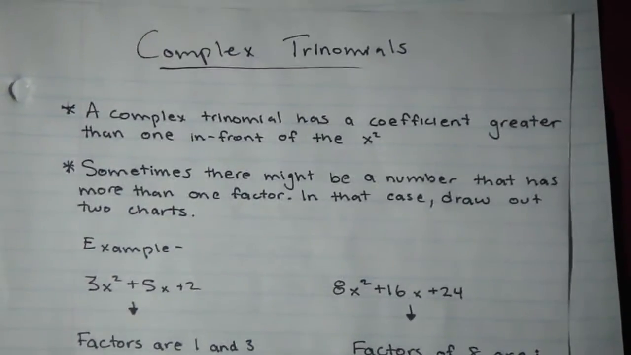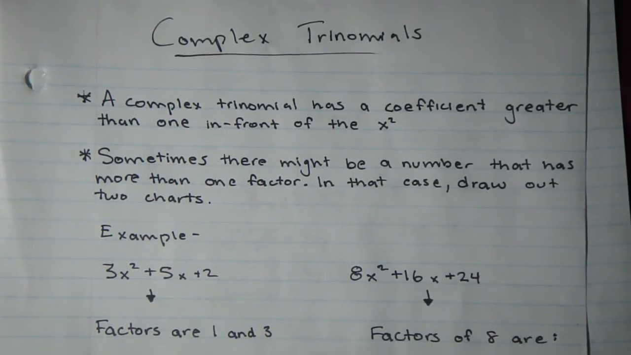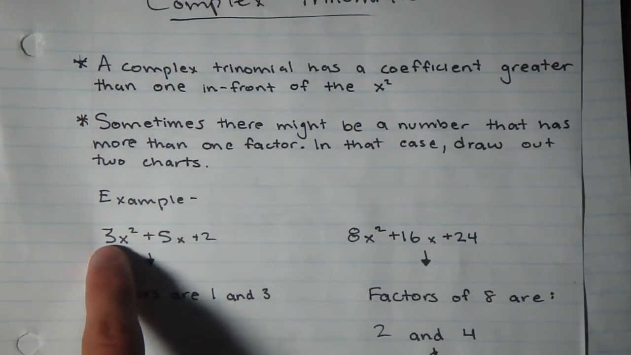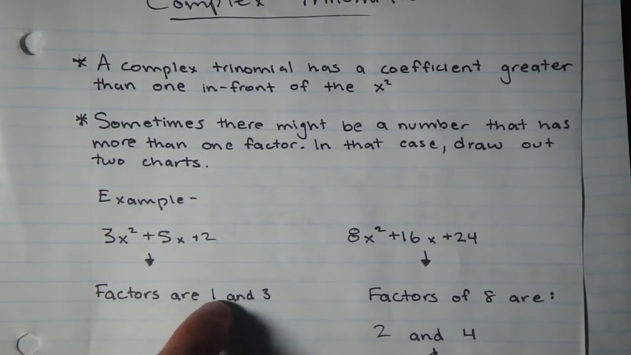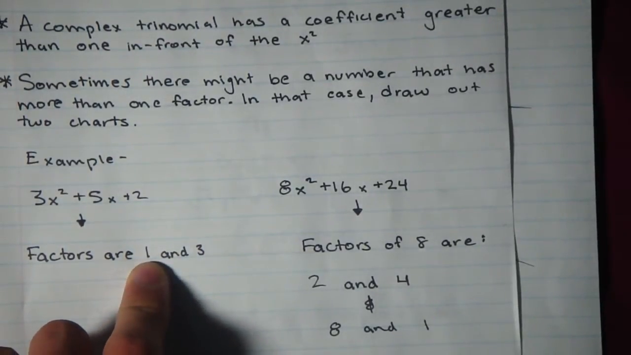So some key points to notice about complex trinomials. A complex trinomial has a coefficient greater than 1 in front of the x squared term. Sometimes there might be a number that has more than one factor. In that case, draw out two charts. Example, 3x squared plus 5x plus 2. In this case, there are only two factors, 1 and 3, so you only have to draw one chart.